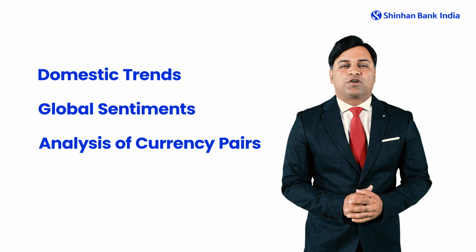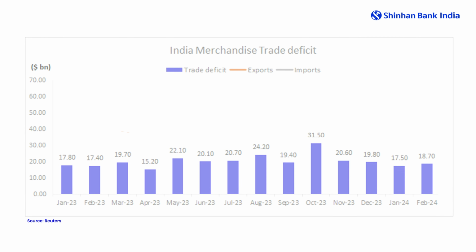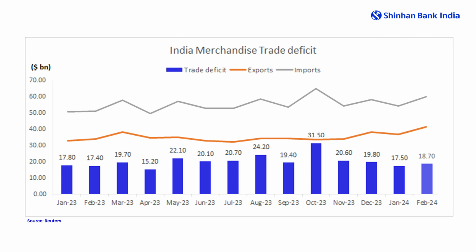So first, talking about the domestic factor, let's talk about the trade deficit number. The trade deficit number for the month of February came in at around $18.71 billion versus the last number of $17.49 billion for the month of January. Now yes, we have already seen the trade deficit widening.